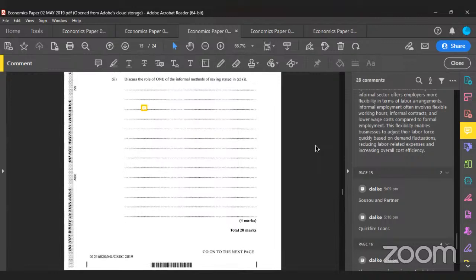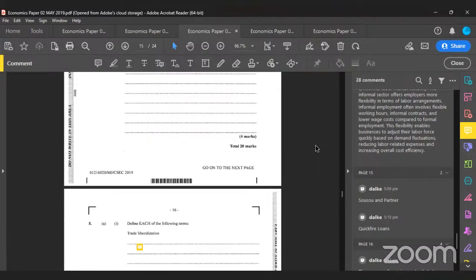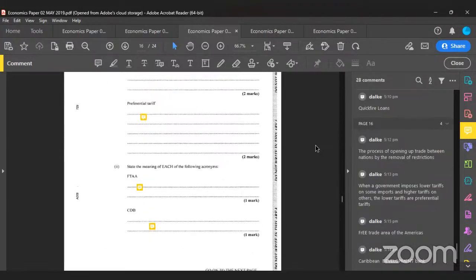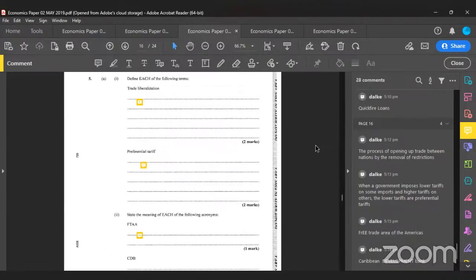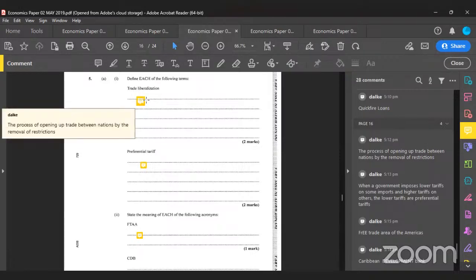Let us press on and continue, right? So question 5 asks us to define the following terms. These questions always start with define the following terms. So the first term is trade liberalization. And that's the process of opening up trade between nations by the removal of restrictions.